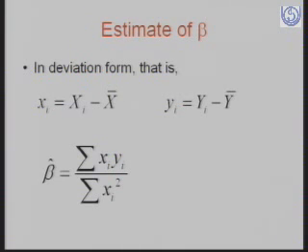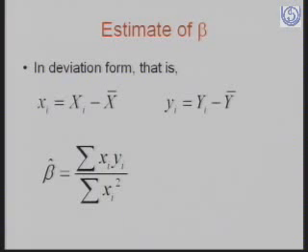Deviation form in the sense that there are two variables xi and yi. I subtract x bar from the xi variable. From all observations I subtract the mean. If I have 100 households as my sample, for each household I have the monthly income of the household, that is my xi. For each household I subtract the average of those 100 households. That way I get the income variable in deviation form, which I denote as lowercase xi.